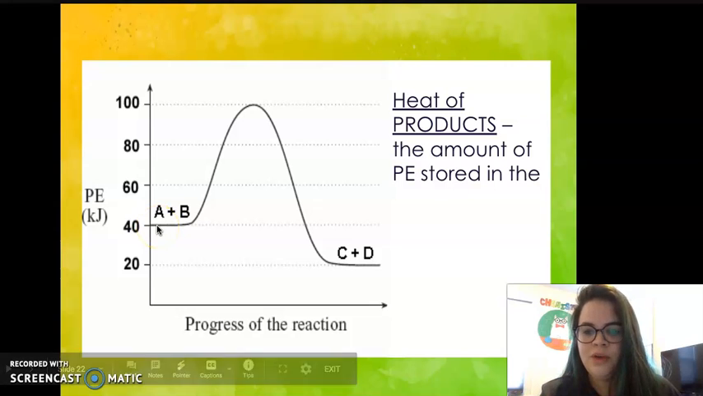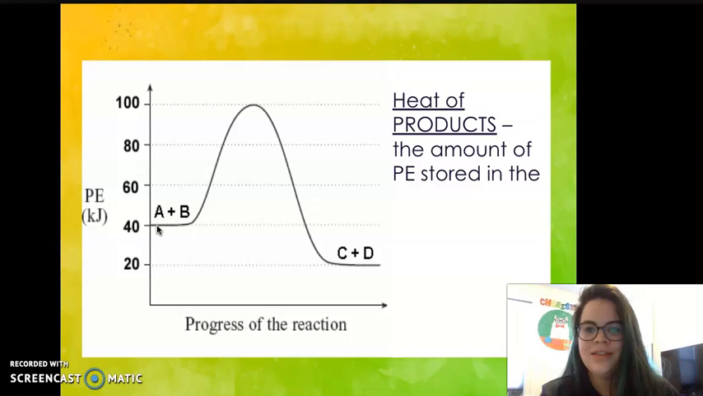Next is going to be the heat of products, which hopefully you have guessed is going to be the amount of energy stored in the products.